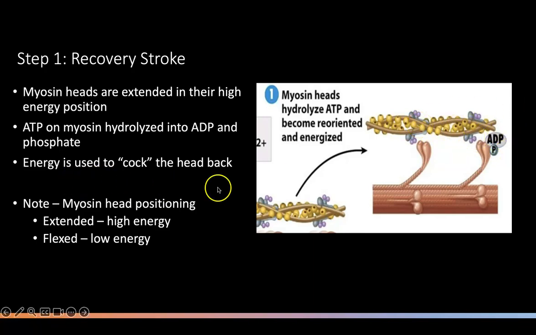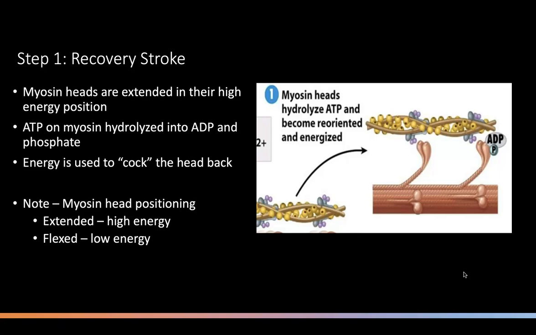The ATP has been hydrolyzed into ADP and phosphate. That ATP has given all of its energy to those myosin heads, which is why they're in the extended position. Another way you can think about it is that the energy from the ATP has been used to cock the myosin heads into a higher energy state. I like to think of it like a slingshot. When you're getting the slingshot ready, you're pulling back, gearing it up. It's in a high energy position.